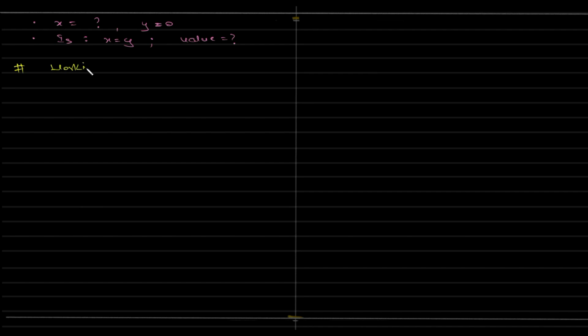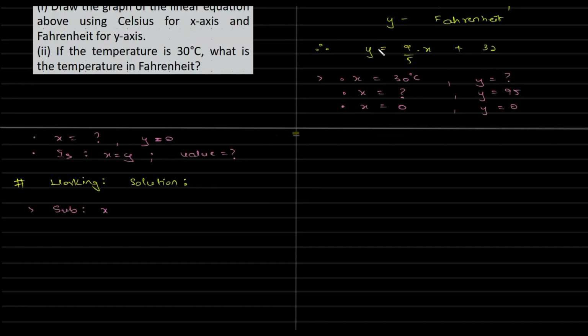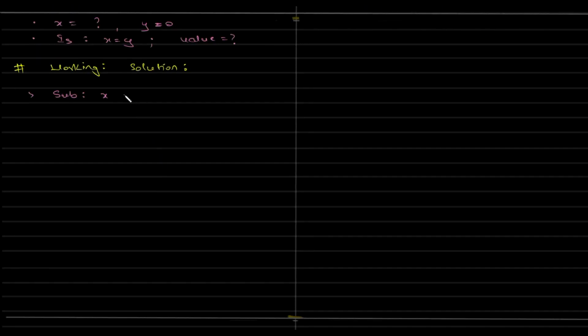So let's begin with the working, finding the solution. It's a simple equation. It's not complicated if you pick the right values. So we'll substitute for x. So y is equal to 9 by 5 into x plus 32. There is a fraction, so it's better to substitute 0 for x. So y will be equal to 9 by 5 into 0 plus 32, which is 32.